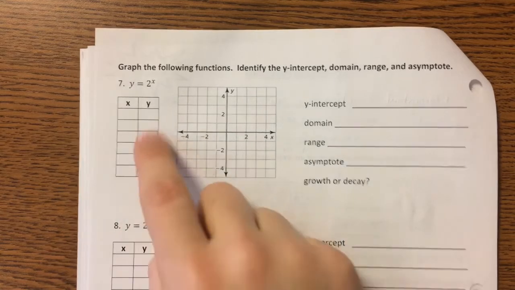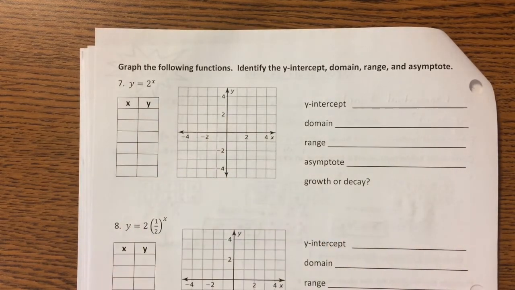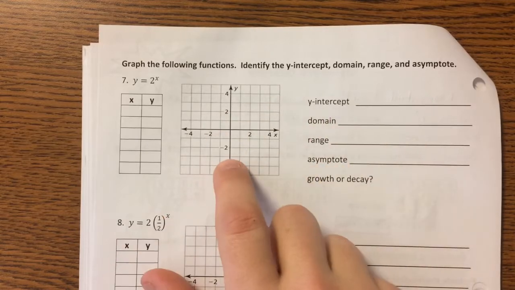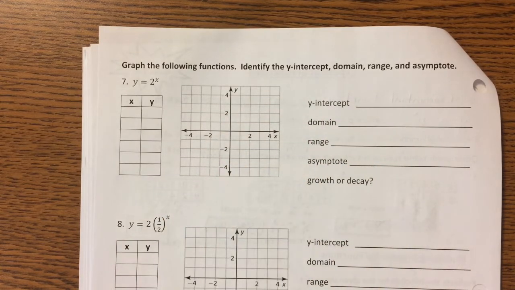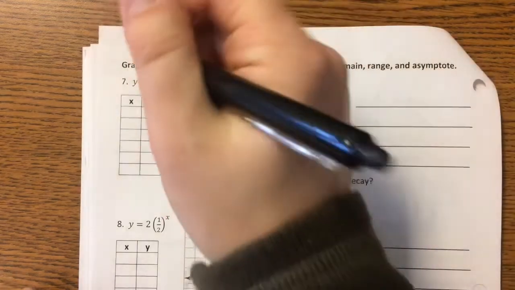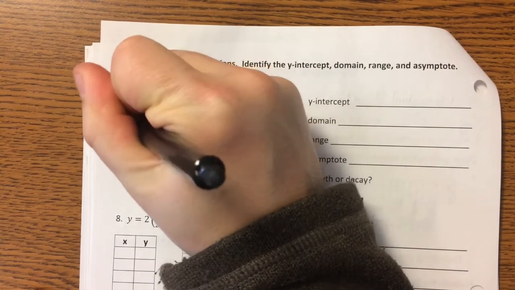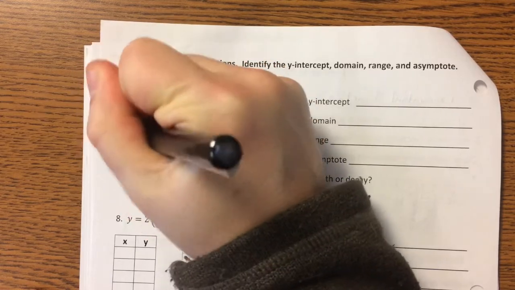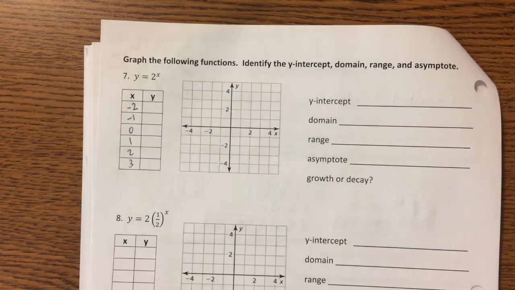Now, when you have a blank table like this, usually it's a good idea to pick values that are going to be on your grid. You don't have to pick these values, but what I usually default to is going from -2 to 2, and that'll usually give you a good idea of what's going on. Depending on how many blanks your table has, you might have to go a little beyond that, but that's where I usually start. So I'm just going to list my x values as -2, -1, 0, 1, 2. It looks like we have one extra row, so we'll throw in a 3.